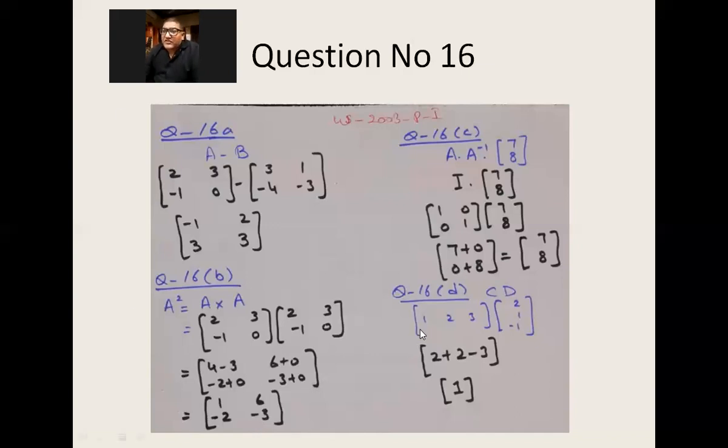So from the first matrix, we take the rows, and from the second matrix, we take the column. So first member multiplies with the first member, plus second member multiplies with the second member, plus third member multiplies with the third member. So 1 multiply 2, that will be 2, plus 2 multiply 1, that will be 2, plus 3 multiply minus 1, that will be minus 3. So 2 and 2, 4, 4 minus 3, that will be 1.